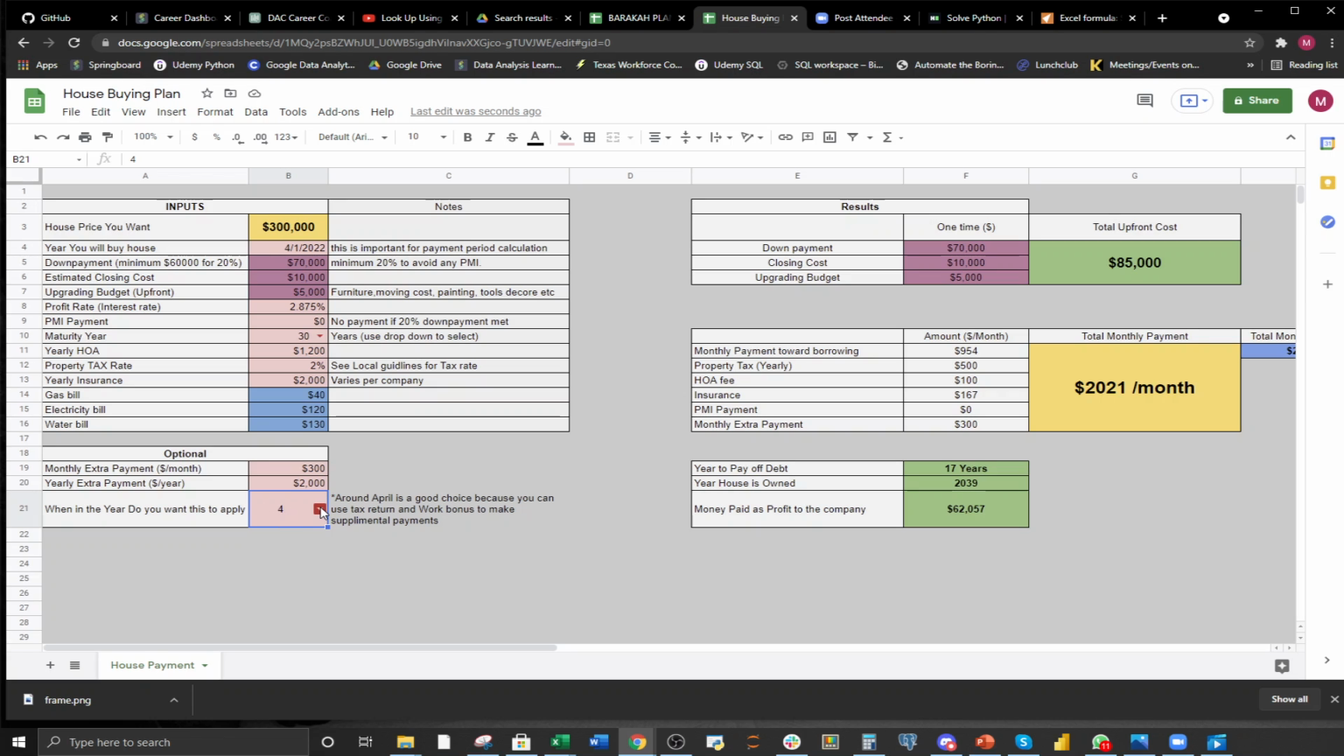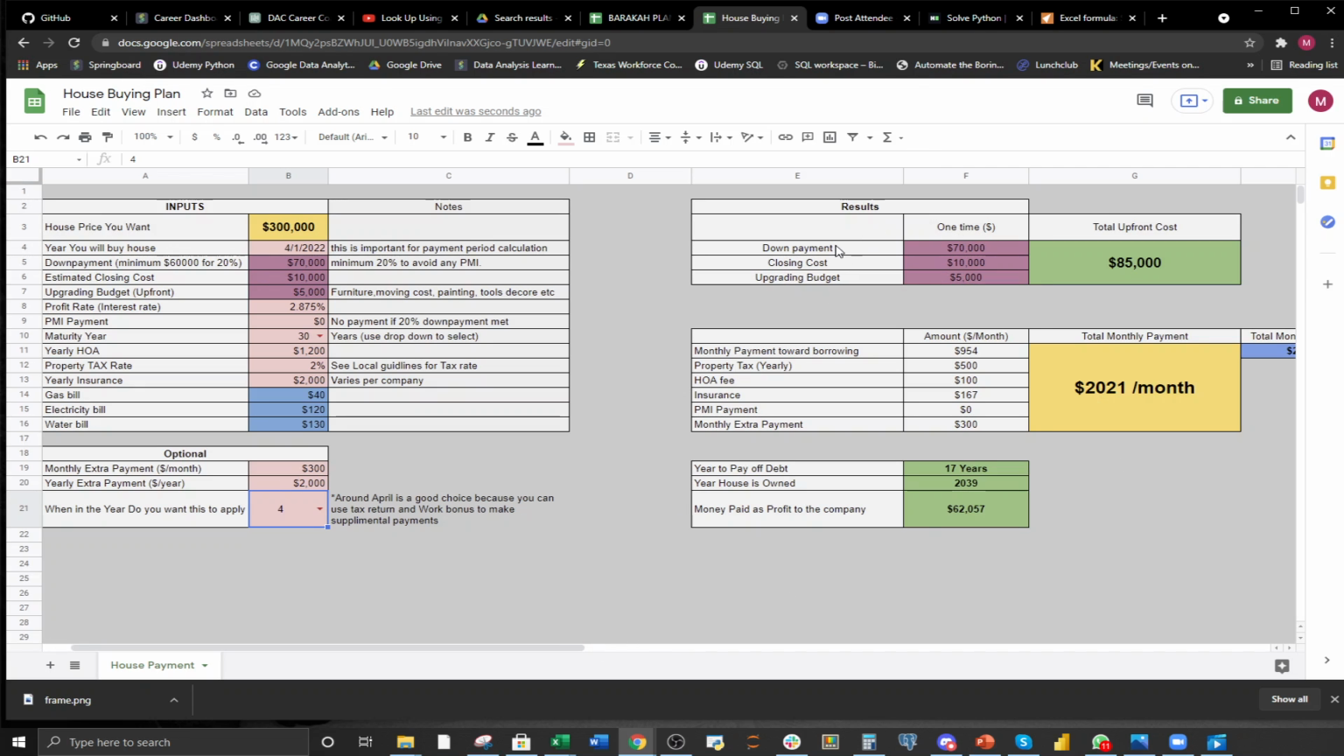And then this is the number where you will be able to pick which month. So these are months. One represents January, two February, three represents March, so on and so forth. And I put April as default because that's the time people do their tax returns. But feel free to put whatever number that you think will work best. Let's come to the results section.